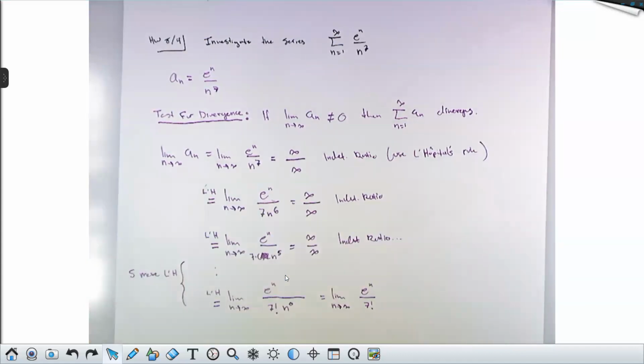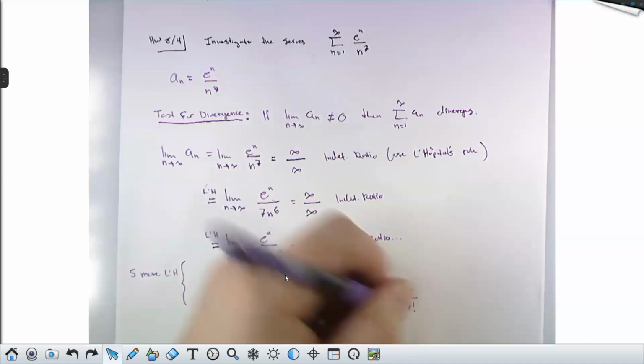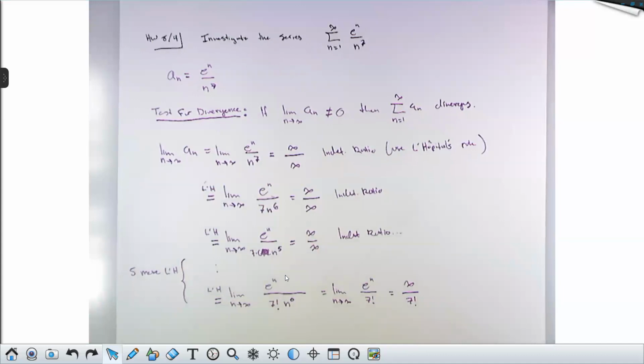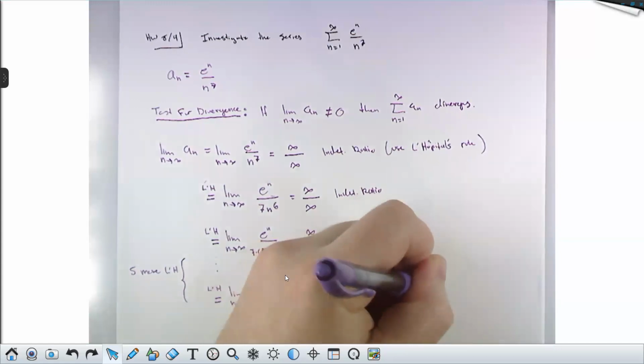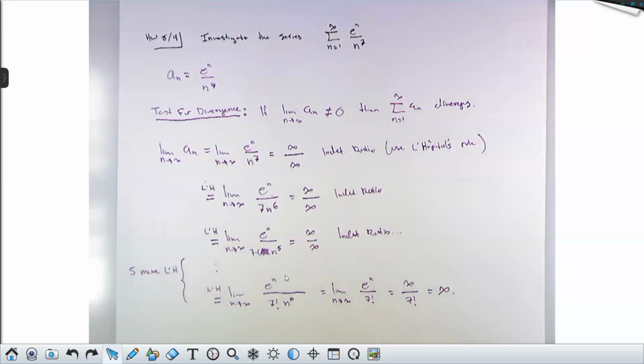So this is infinity over 7 factorial. Off the top of my head, I don't remember what 7 factorial is. It's pretty big, but it's still finite. And when you divide infinity by a finite number, you get infinity. So the limit of the an is positive infinity.